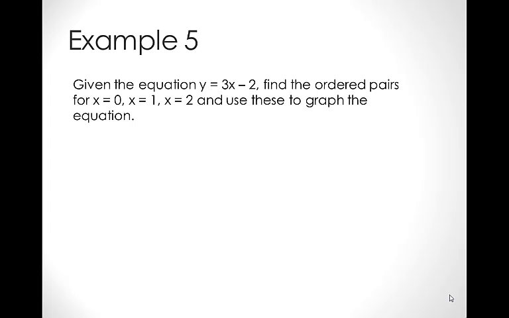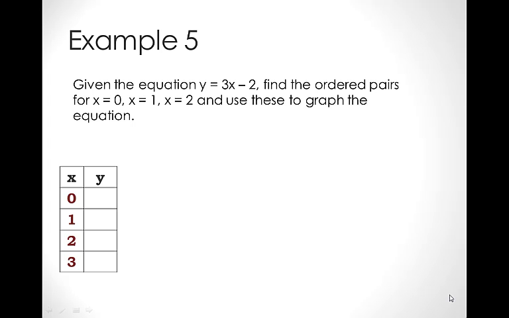Okay, so given the equation y equals 3x minus 2, find the ordered pairs for x equals 0, x equals 1, x equals 2, and use these to graph the equation. Okay, so we'll start off making a table. I got my 0, 1, and 2. It looks like I picked the third value, 3.